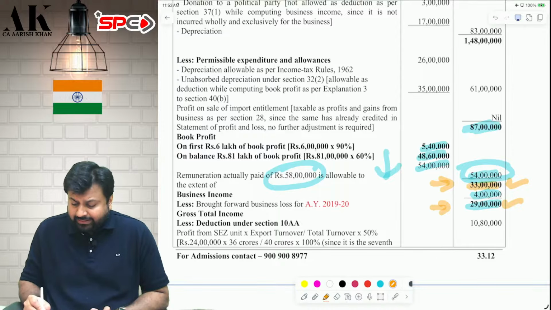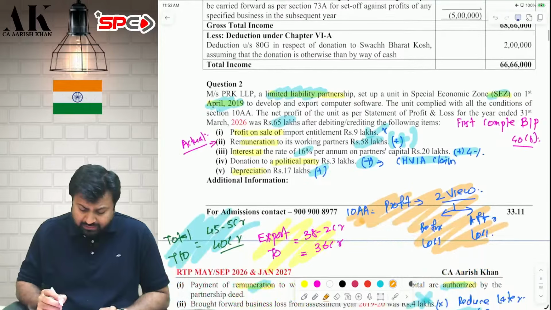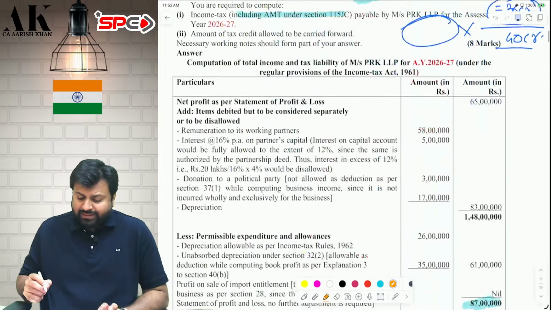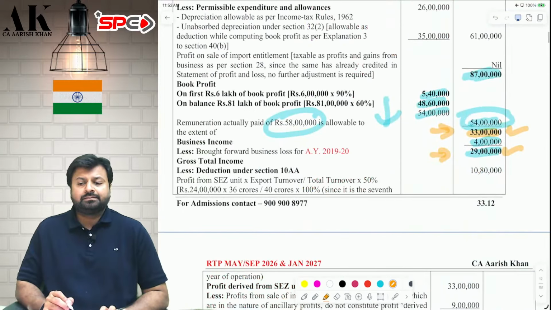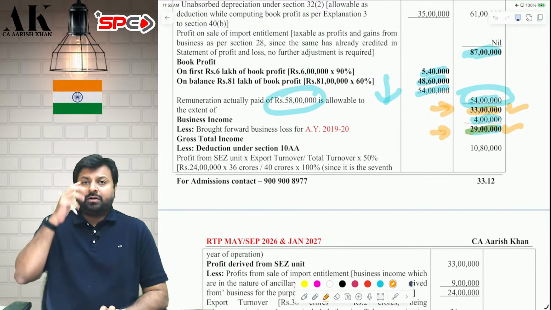Therefore, if you are taking 33 lakhs, remove profit on sale of license. How much is the profit on sale of license over here? 9 lakhs. Therefore, in that case, your profit will be 24 lakhs. If you are taking 29 lakhs, then remove 9 lakhs, then in that case, your profit will be 20 lakhs.